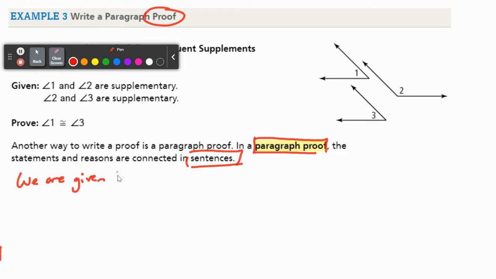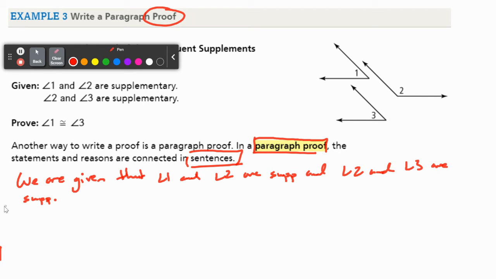So we are given that angle 1 and angle 2 are supplementary. You'll notice I use some shorthand as we go through. And angle 2 and angle 3 are supplementary. Okay, so we are given that. So that's just given, okay?